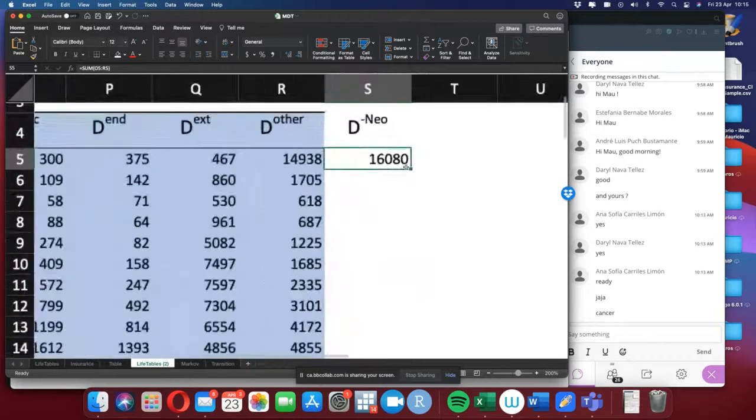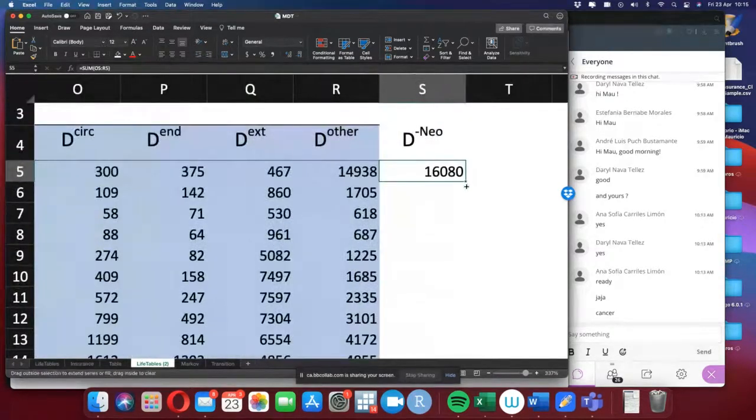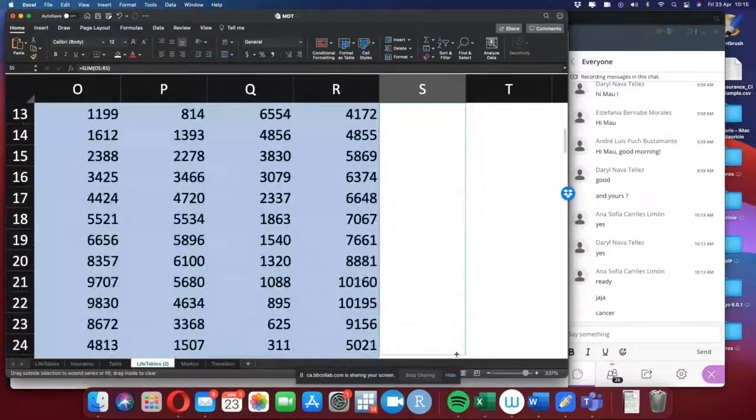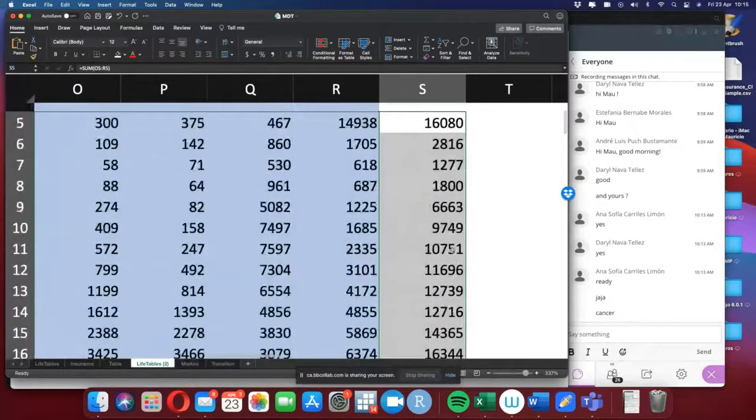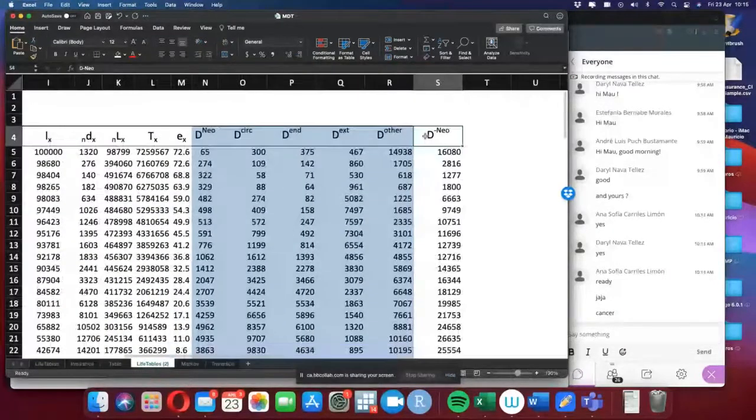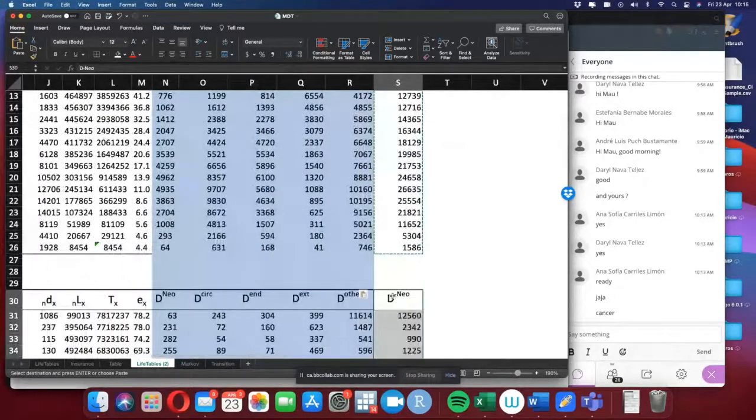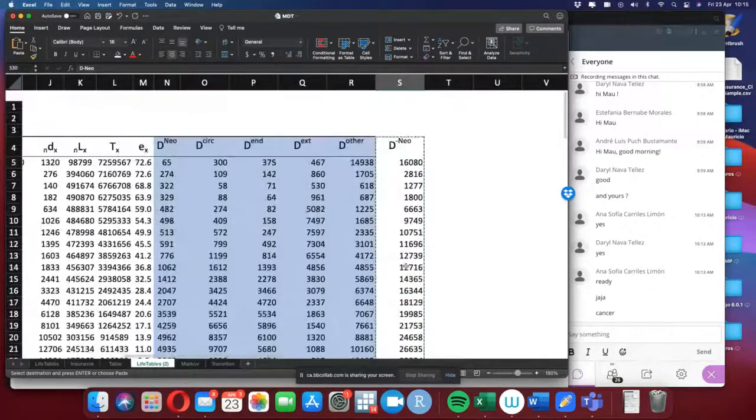Come on. I don't know, my computer has been doing this. So do it for men and for women. Okay.